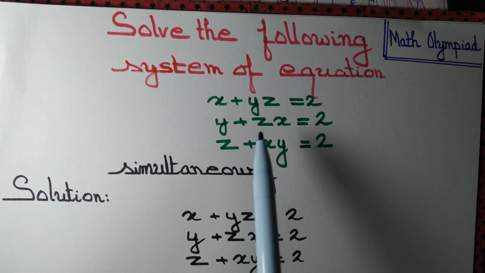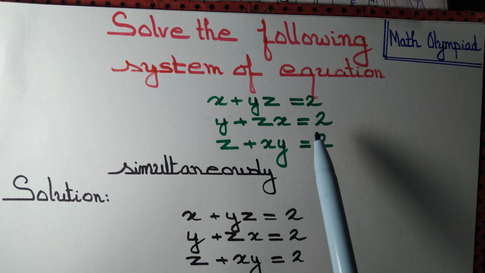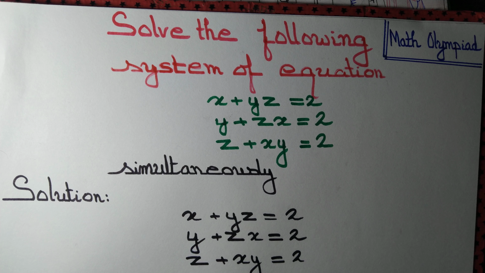Let us solve the system of equations x plus yz equal to 2, y plus zx equal to 2 and z plus xy equal to 2 simultaneously. So we have three different equations.